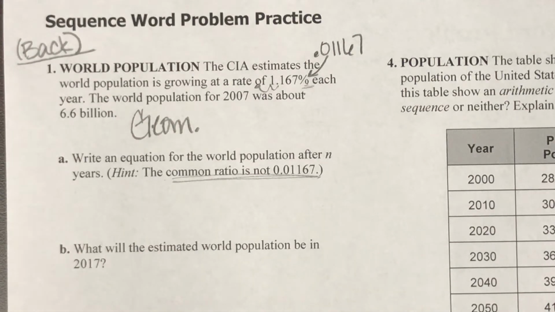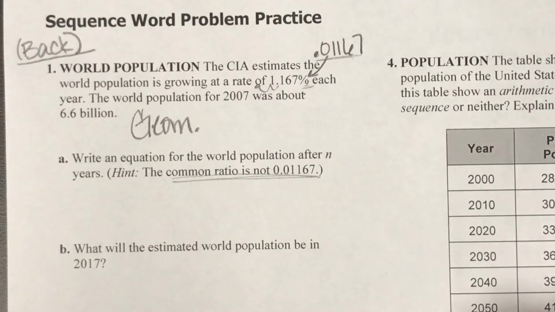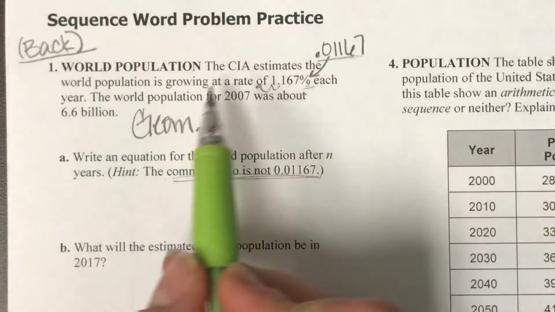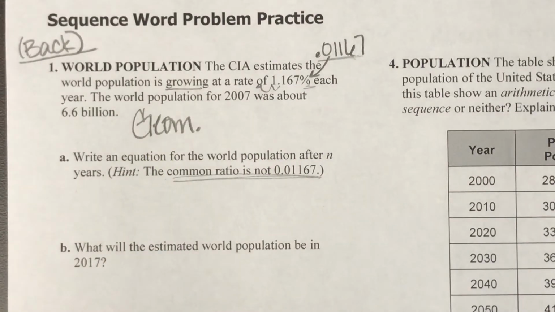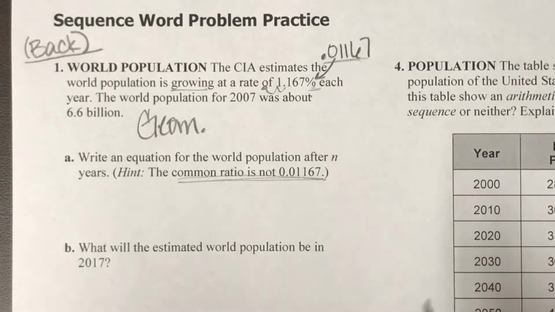Now let's look at why this is happening. A couple of people in class realized, well, no, if you're multiplying by that every time, that's actually going to create a decay situation. It's going to make my numbers get smaller each time I multiply by that decimal. And this problem very clearly states that it is growing. So this is a growth, so I know I need a number greater than 1. All right, so here's how we have to visualize this.